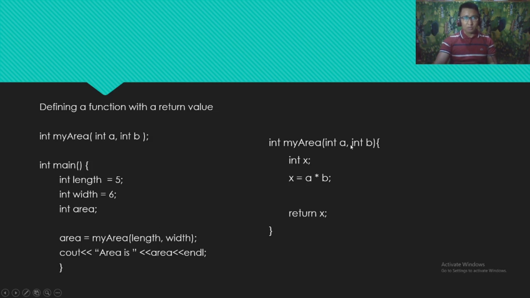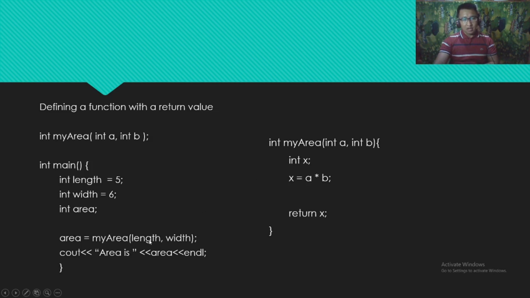Why? What's the purpose of passing? The purpose of passing these two values is in order for us to calculate the data inside the function. It's because we don't have a calculation here in the main function. The calculation is in the function that we have created. That is why this data will be passed into the function so that the data will be calculated. So my area, we just call the name of the function with length and width.